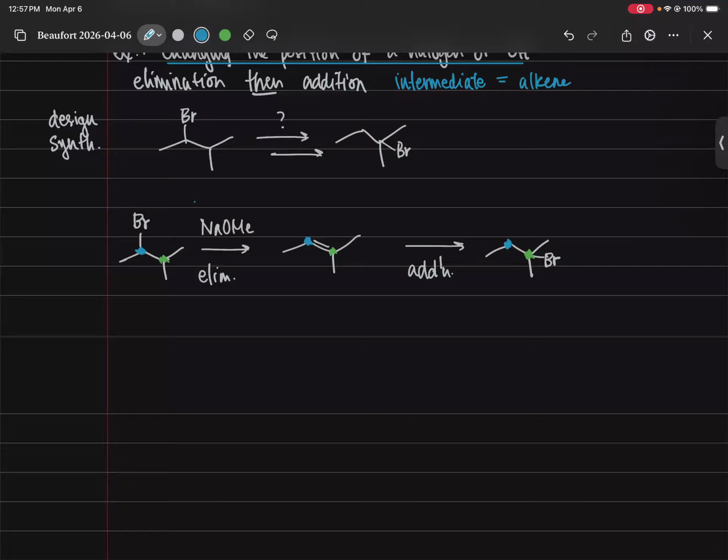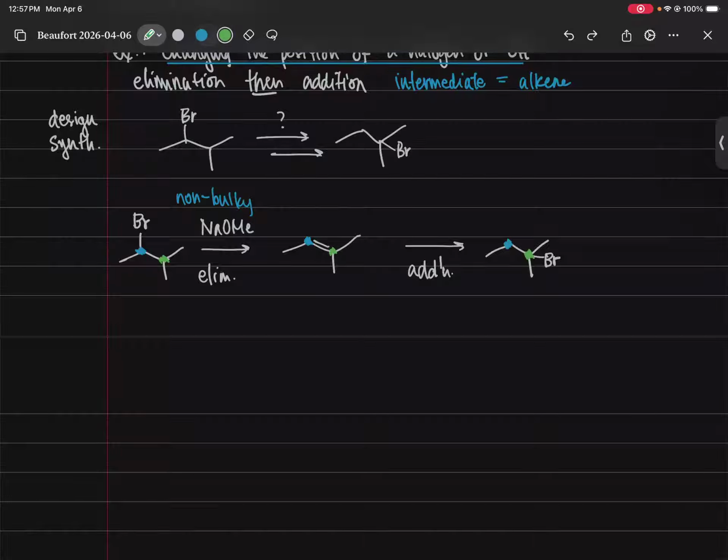This is not a bulky base. And so that means that our double bond is going to go to the right, where it's more substituted, rather than to the left, which is less substituted. If you wanted to go in that other direction, you would need a bulky base, which is potassium tert-butoxide.